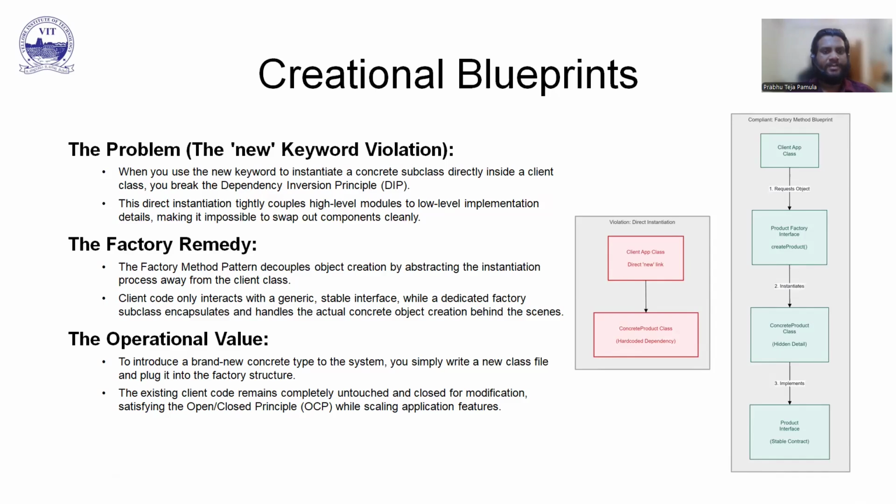The factory method pattern decouples object creation by abstracting the instantiation process away from the client class. Client code only interacts with a generic stable interface, while a dedicated factory subclass encapsulates and handles the actual concrete object creation behind the scenes.